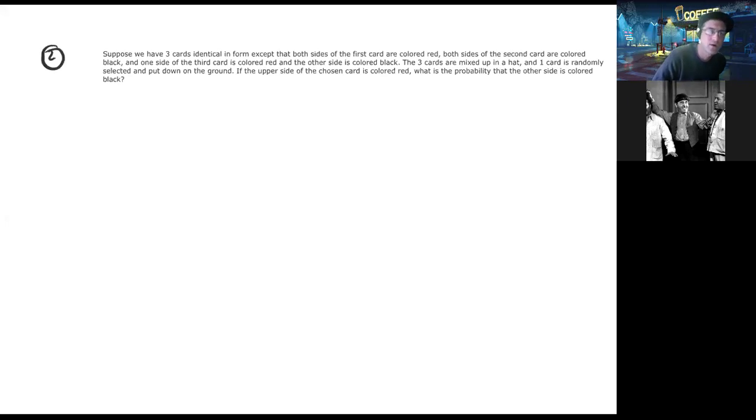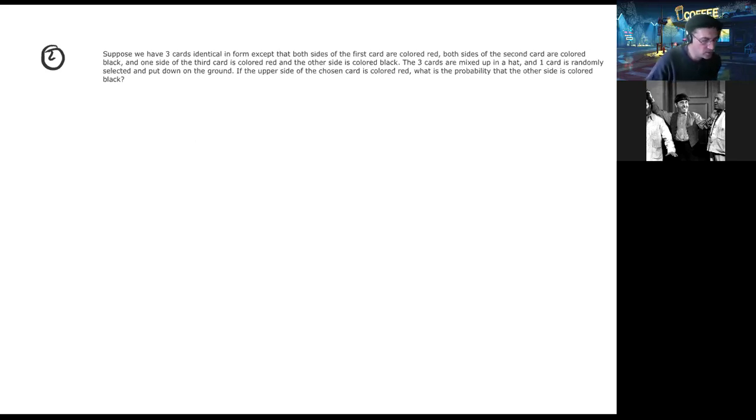Suppose we have 3 cards identical in form except that both sides of card number 1 are colored red. Both sides of card number 2 are colored black, and one side of the third card is colored red and the other side is colored black. The 3 cards are mixed up in a hat, and one card is randomly selected and put on the ground. If the upper side of the chosen card is colored red, what is the probability the other side is colored black? That's what we want to know.